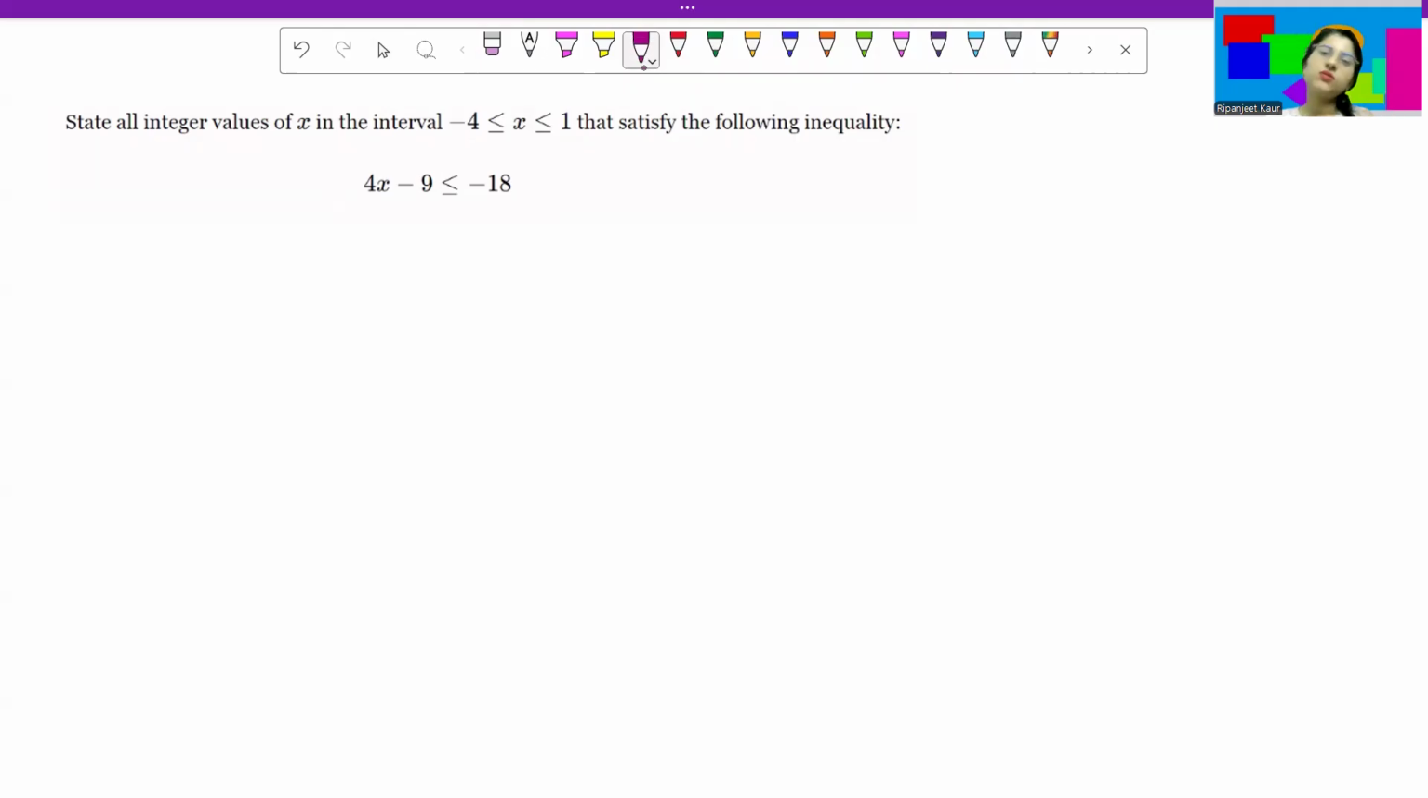For example, there is a negative 9. What is going to be the opposite of a negative 9? Plus 9. So we are doing the plus 9 on both sides. And what do we get? We get 4x is less than or equal to negative 9. Perfect. And we want to now isolate x. What do we do?